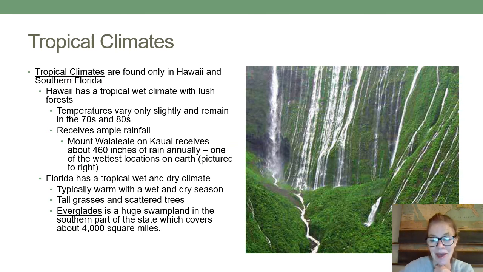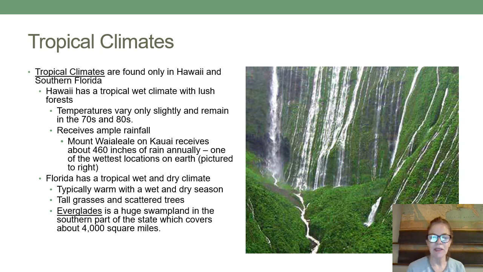Okay, we're very fortunate, we also have Hawaii, right, and that's a tropical climate. And the tropical climates in North America are only found in Hawaii. And of course, Hawaii is not considered part of North America. It's considered part of Polynesia, but it's part of the United States, so we're going to count that here. So it's tropical. They get ample rainfall. Temperatures vary only slightly. It's between the 70s and the 80s year round, right? So you can always go there, and they get a lot of rainfall.